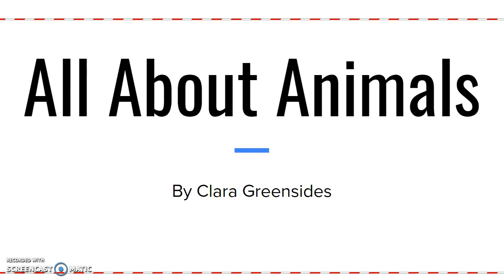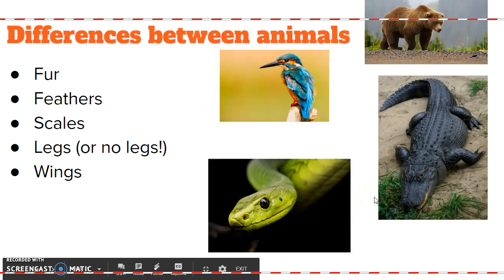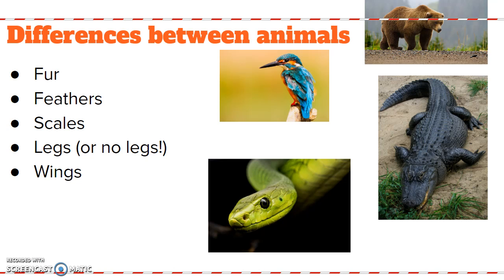This lesson that I created is for a kindergarten classroom to introduce the study of animals and a lot of differences between them. So, we're going to get started with some differences between animals. There are a lot of main differences that you can see by looking at an animal.